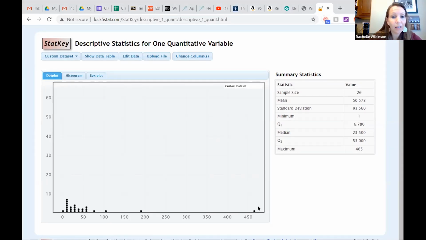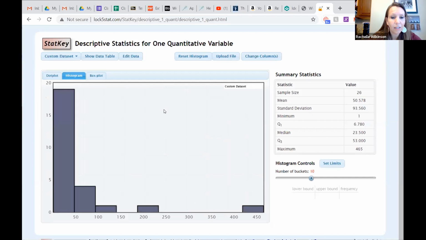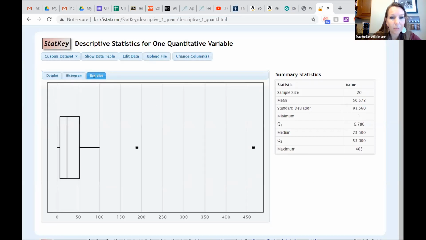Okay, and we can tell on this dot plot, what kind of shape do you think this distribution has? You could also flip over to the histogram to see it as well. And you can click on the box plot. So what kind of shape does our distribution have? Skewed right, for sure. Very, very skewed right.